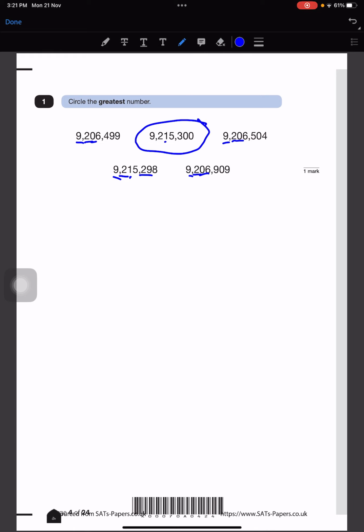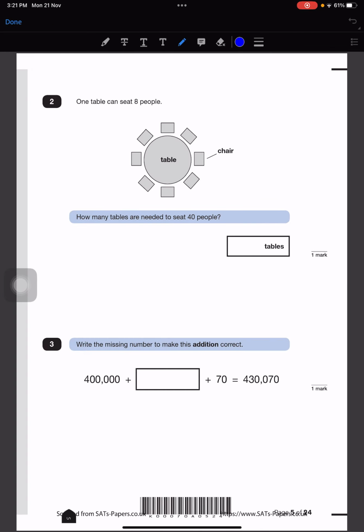Okay, next question. Let's move on. Here, one table can seat 8 people. How many tables are needed to seat 40 people? So what we're going to do is we're going to divide, so 8 will be here and we'll put 40 inside, so 5s are 40. So 8 5s are 40. There we go. So we will need 5 tables.